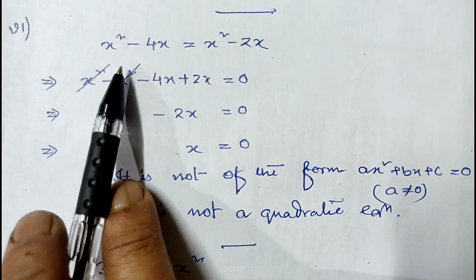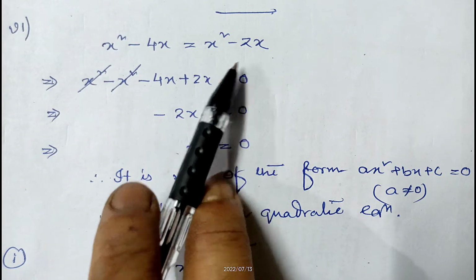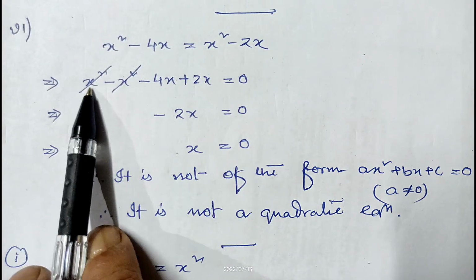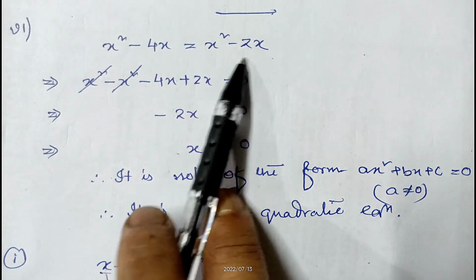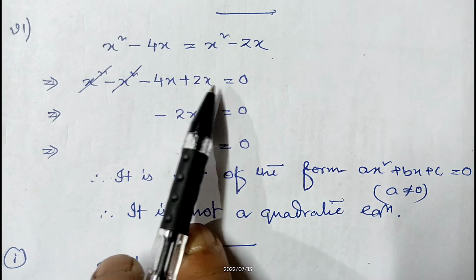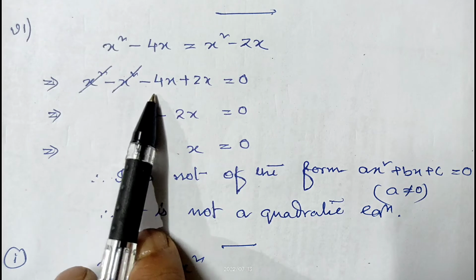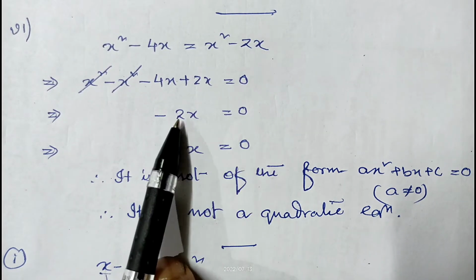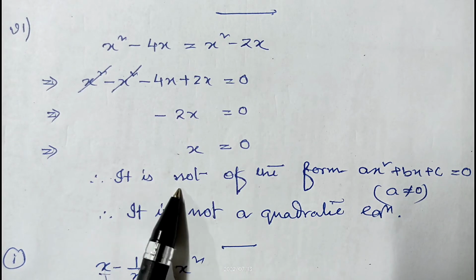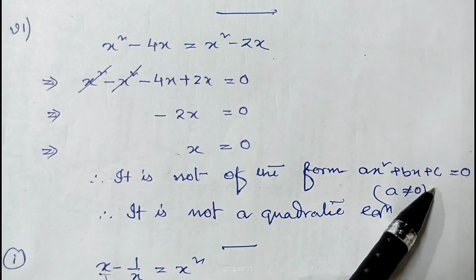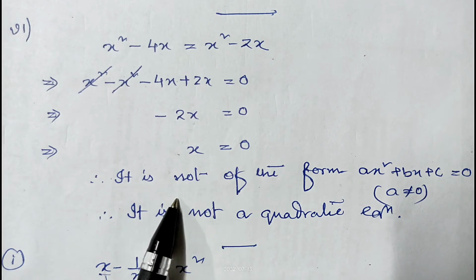Sixth part of question number 1. The question is x square minus 4x equals x square minus twice x. If I transfer this to the other side, it will be x square minus x square minus 4x plus 2x. This minus twice x, if I transfer, it will become plus twice x equals 0. This plus x square and minus x square can be cancelled. So we are left with minus twice x equals 0. If I transfer this minus 2 to the other side, we are going to get x equals 0. Now it is not of the format ax square plus bx plus c equals 0 because here the x square term is missing. So it is not a quadratic equation.